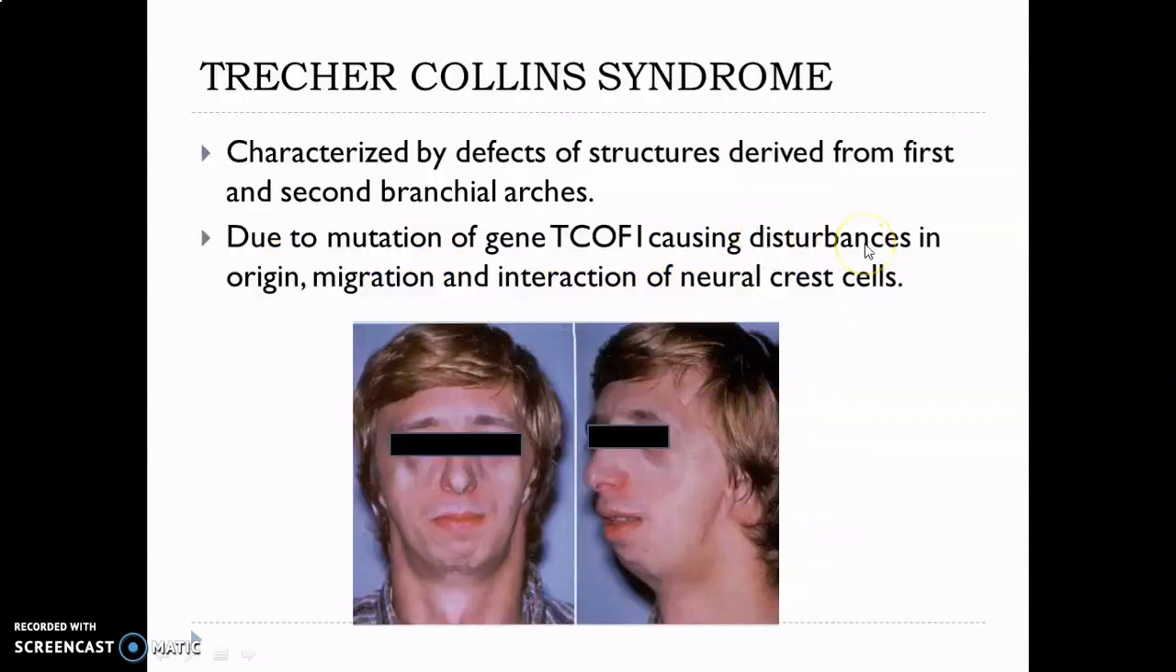Next I am moving on to Treacher-Collins syndrome. It is also known as mandibulofacial dysostosis. It is characterized by defects of structures derived from the first and second pharyngeal arches, and it's thought to be due to mutation of the gene TCOF1, which causes disturbances in origin, migration and interaction of neural crest cells with the epithelium of these two arches. Epithelial mesenchymal interaction is important in development.